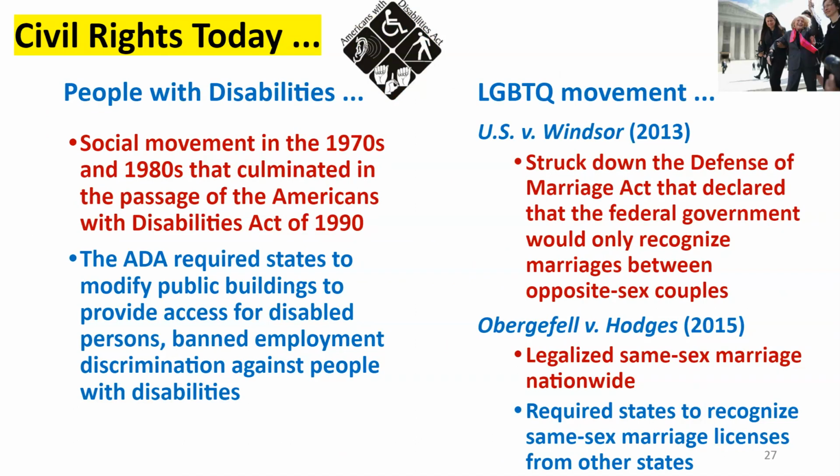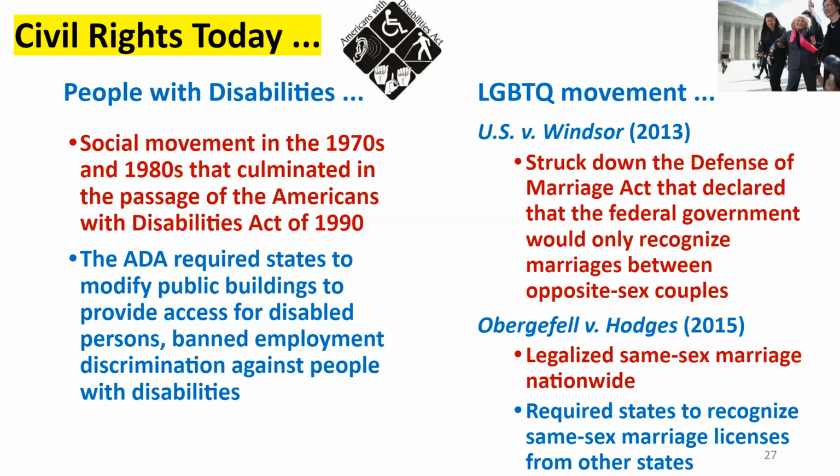So with people with disabilities, we saw them start to take shape in terms of trying to address the needs of the disabled. And in the 1970s and 80s, they started to gain some lobbying momentum in Congress. It led to the ADA, which was passed in 1990. It's the Americans with Disabilities Act.